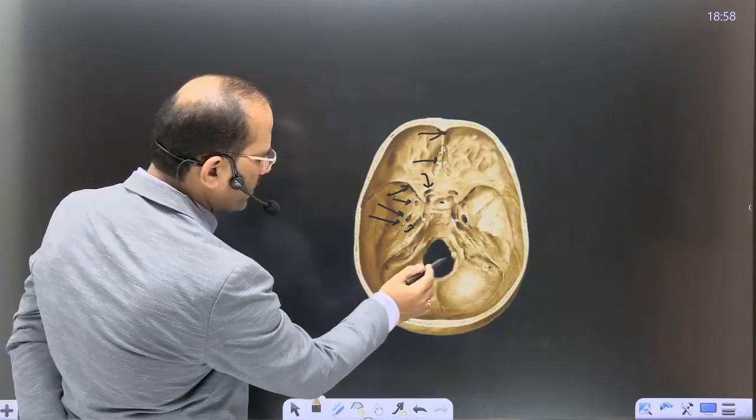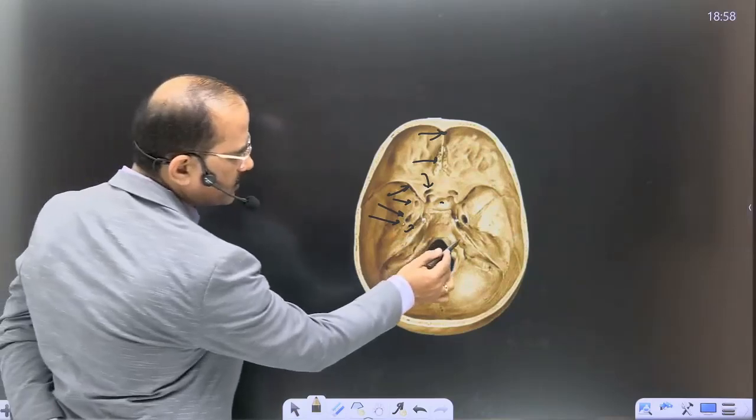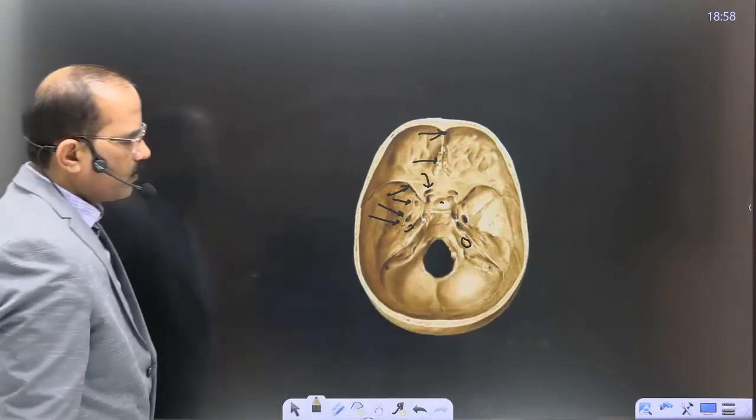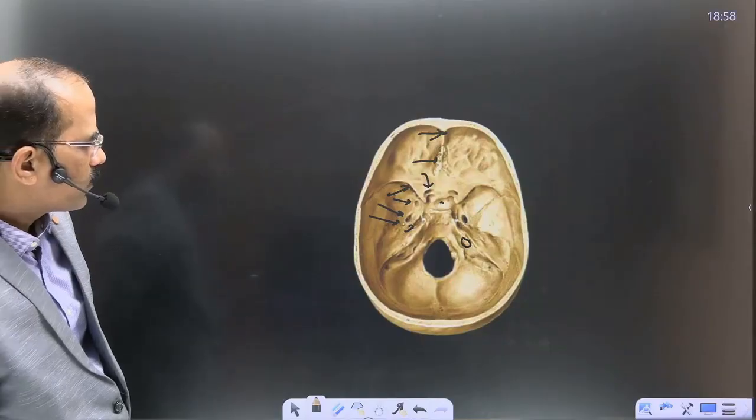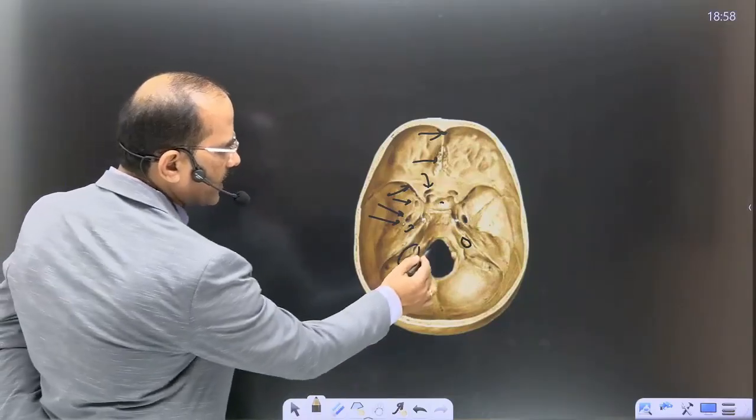That's the petrous part of the temporal bone, right? And you will find a foramen here, not very clearly seen. What is the name of this foramen? Internal acoustic meatus. You get a big foramen here. That's the jugular foramen. That's the foramen magnum.